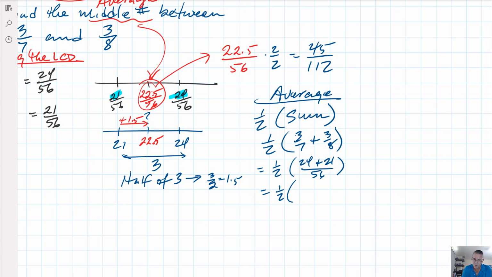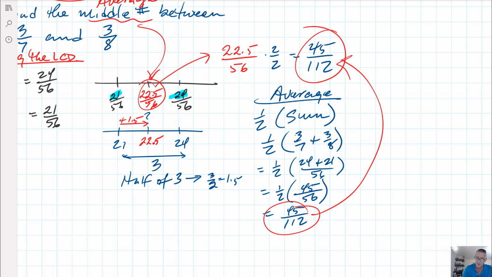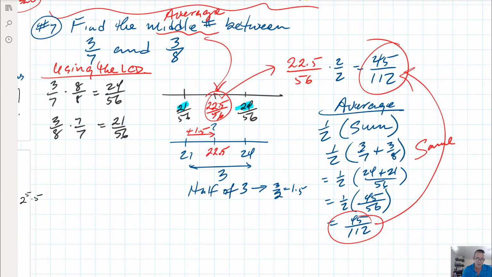And then 24 and 21, well, that's 45, right? 45 out of 56. And when you multiply the fractions, 1 times 45 is 45. 2 times 56 is 108. No, excuse me, not 108. What am I saying? 112. 2 times 6 is 12, guys. Sorry. And notice we get the same answer here. This answer is the same as the previous one. So method 1, what I did to find the middle number, is I used the LCD. Method 2 is averaging. And you just got to find what makes more sense to you.